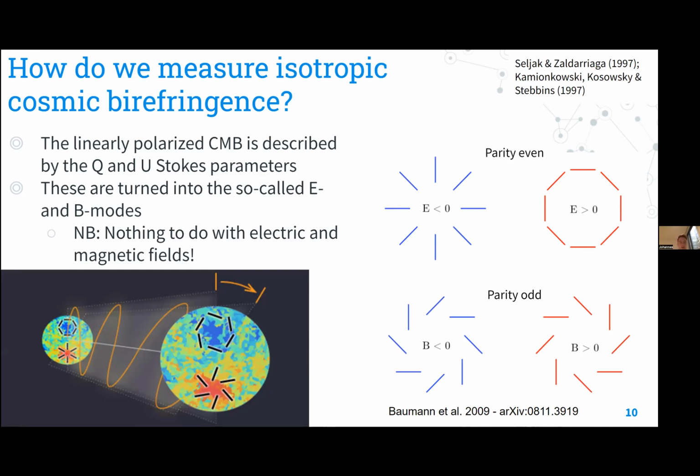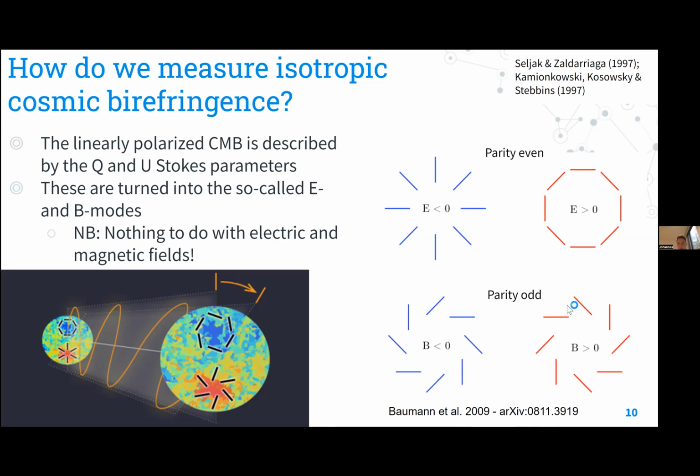We do this by looking at the Q and U Stokes parameters of the CMB light. But the Q and U Stokes parameters are coordinate dependent, and so we transform them into something that's coordinate independent, so-called E modes and B modes. And you can see how they look here. I should also mention that these E and B modes have nothing to do with electric and magnetic fields. They're just that the patterns look like magnetic and electric fields, in that you have curl-free and gradient-free vector fields. So negative E modes look like this, positive E modes look like this, and then we have B modes that look like this.